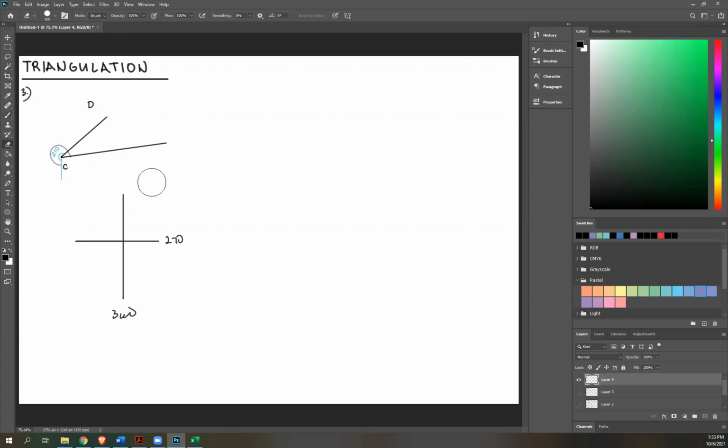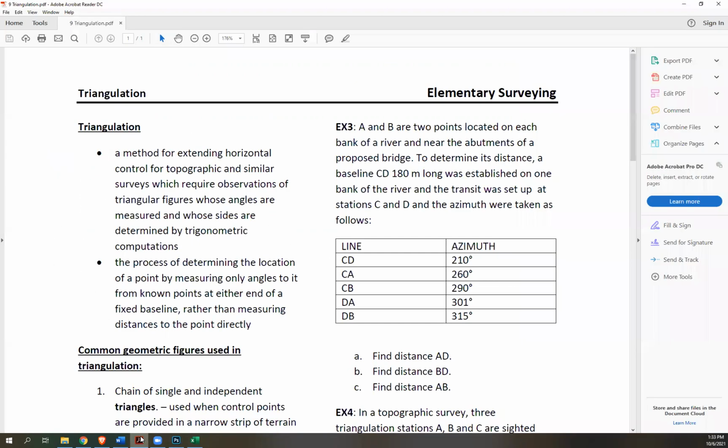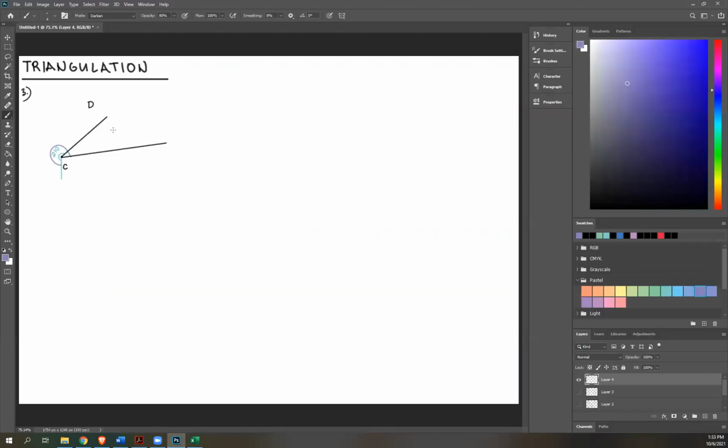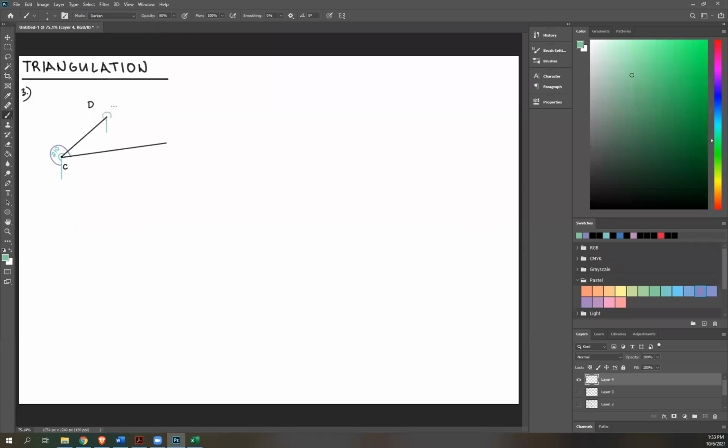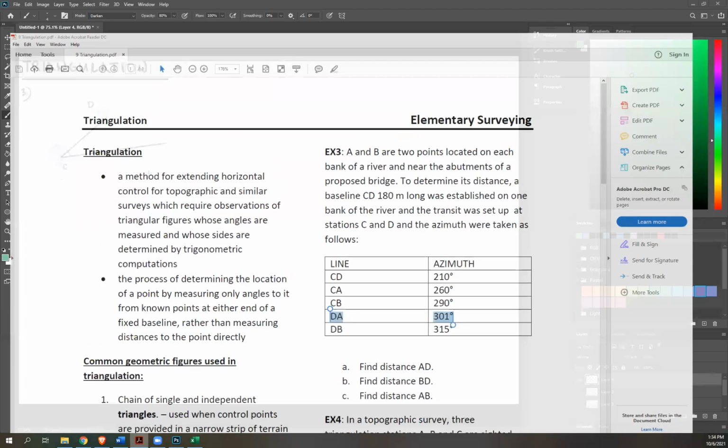Because I have another angle, which is DA. So I'm going to use DA first. I'm going to skip CD. DA is 301. So let's draw that, starting from D, over here. 301, kind of like that. Greater than 270, over here. Okay, 301.